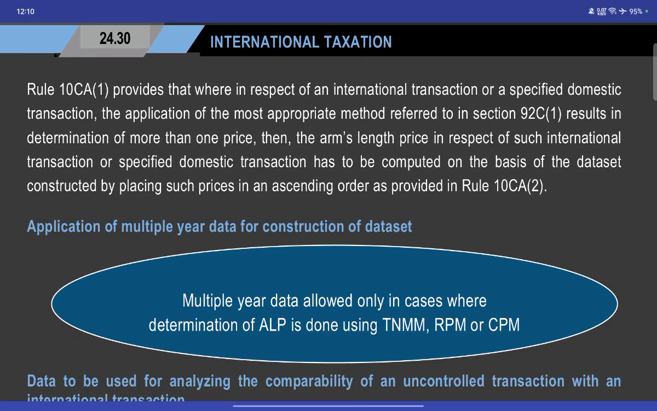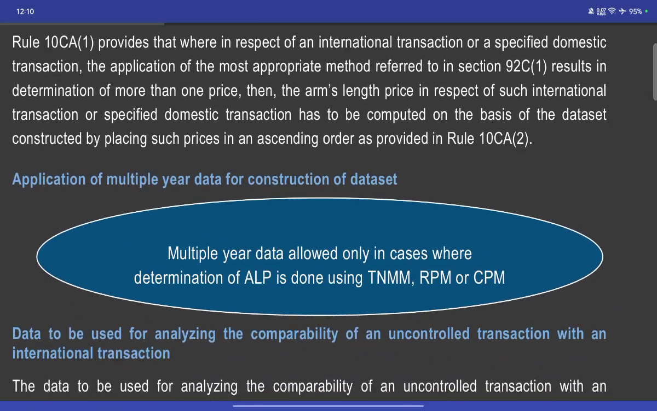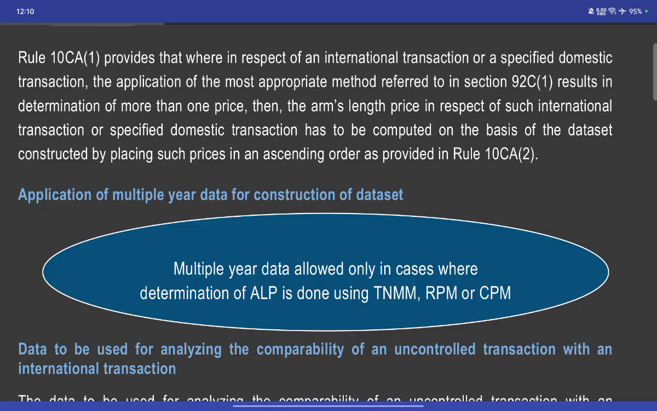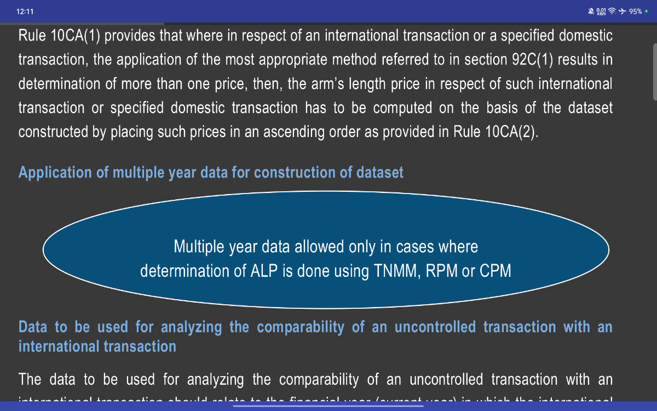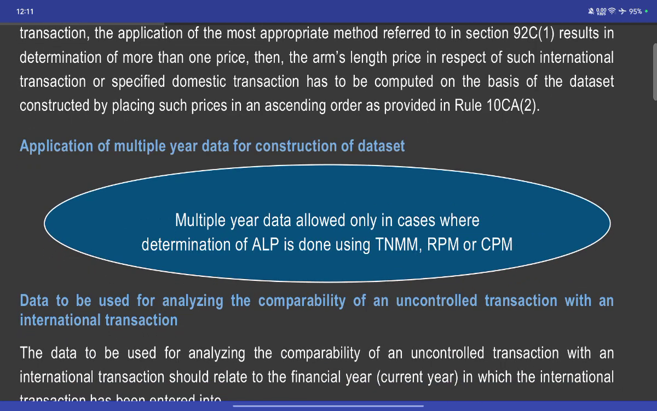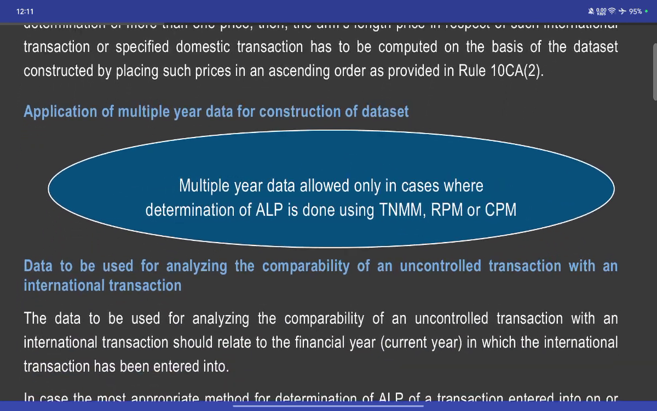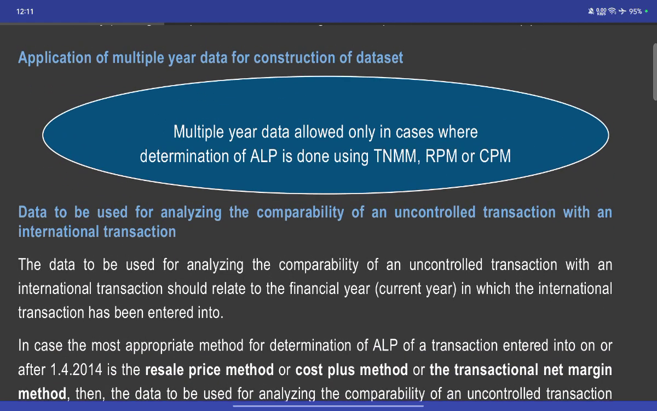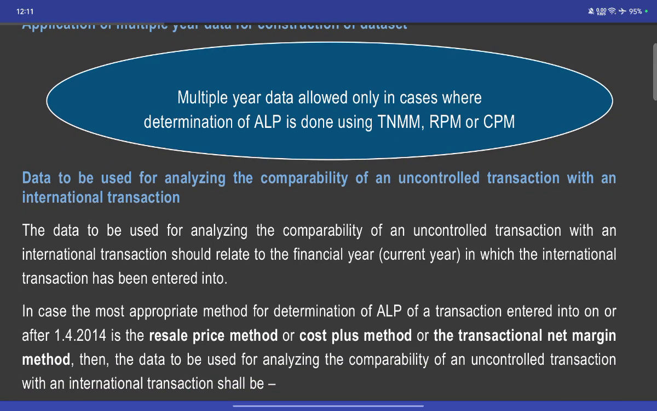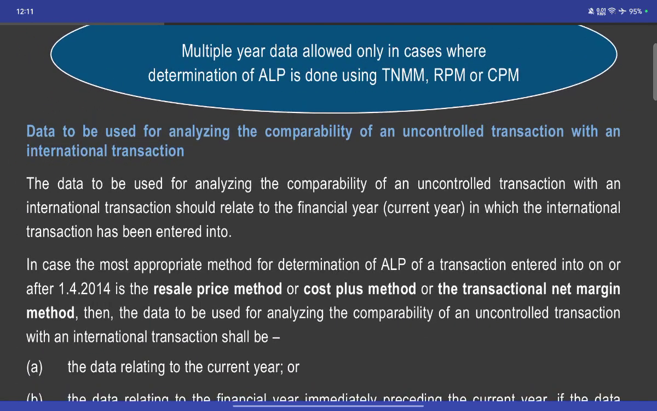Rule 10CA provides that in respect of international transactions and specific domestic transactions, where application of the most appropriate method results in more than one price, the arm's length price has to be computed on the basis of the data set constructed by placing the prices in ascending order under Rule 10CA. And the application of multiple year data for construction of the data set. Multiple year data is allowed where the arm's length price is determined using the TNMM, RPM, or CPM. Data is used to analyze the comparability of the uncontrolled transaction with the international transaction.